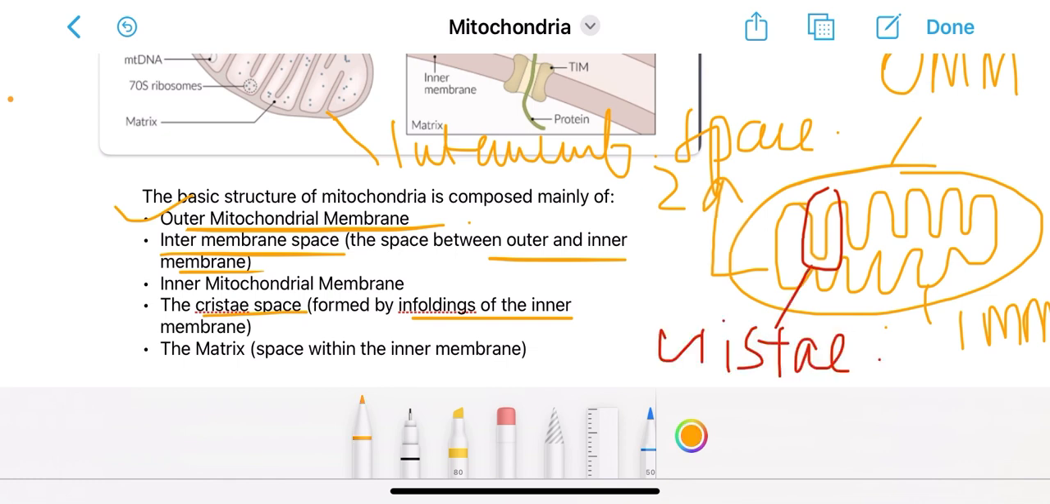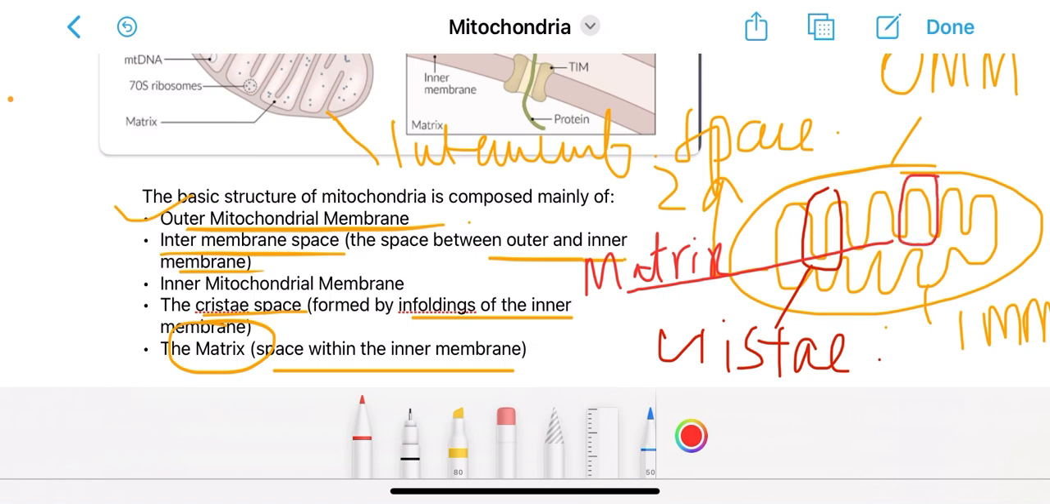Now, another component of mitochondrial structure is the matrix. It is the space within the inner membrane. All the space that is present within the inner mitochondrial membrane is the matrix. Enfoldings of the inner mitochondrial membrane are the cristae. The space in between the outer and the inner mitochondrial membrane is the intermembrane space. And all these five components basically make up the structure of mitochondria.